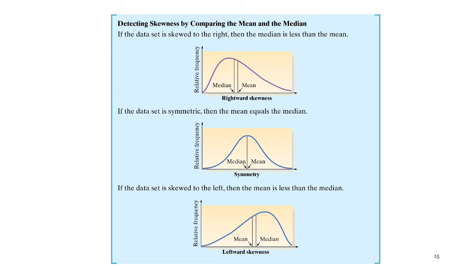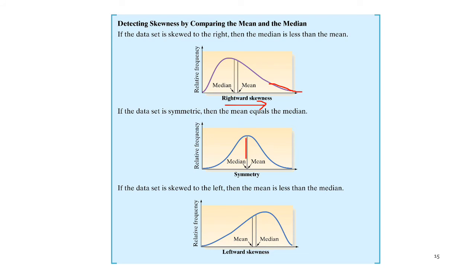How do we detect the skew of a data set by comparing the mean and the median? When your data is rightward skewed, you notice that the tail is longer on the right side of the distribution. What it's telling us is that there is some extreme large value that is pulling the mean away from the median and over to the right. So in cases where the mean is larger than the median, we have rightward skewness or a positively skewed distribution.